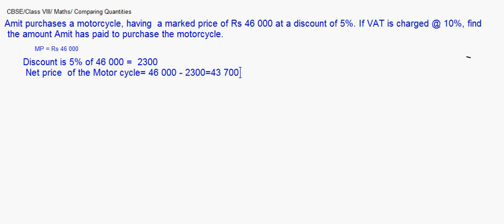On this you will be adding the VAT. So VAT will be 10% of 43,700, and that value becomes 4370. In that case, the amount that has to be paid while purchasing the motorbike, or the selling price, will be 43700 plus 4370, and that's giving me 48070. This will be the final cost of the motorcycle.